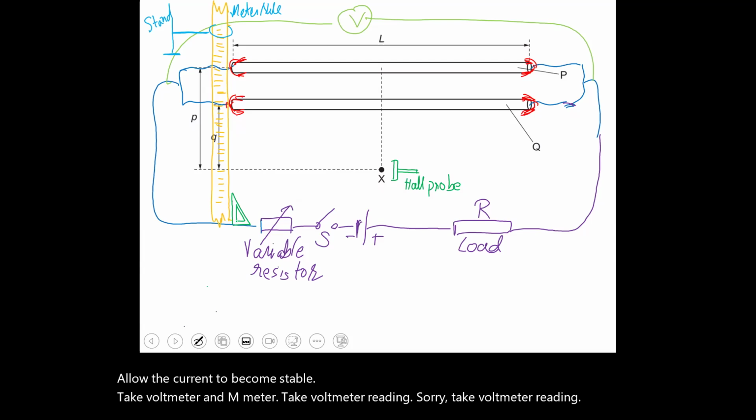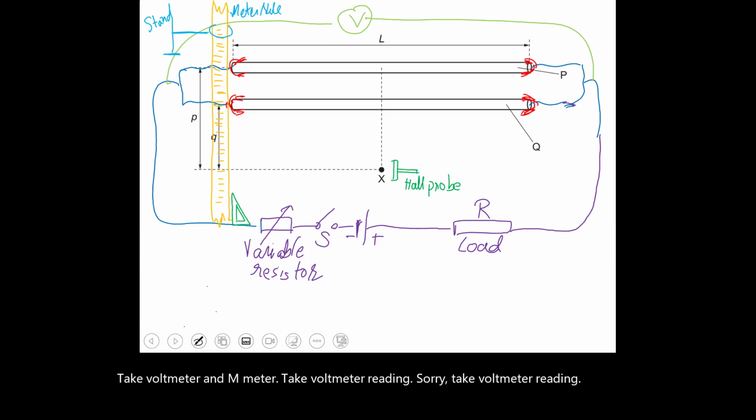Sorry, sir, can you repeat from the Hall probe? I think your voice cut out a bit. Sorry. Can you repeat from the Hall probe, please?